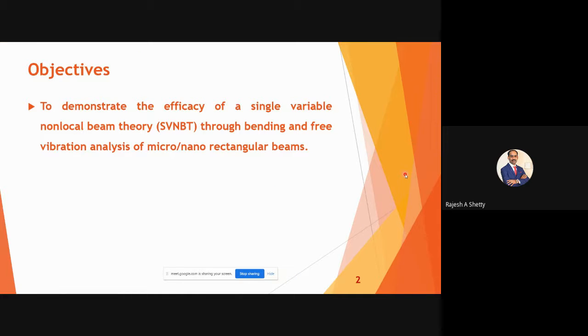The objective of this work is to demonstrate the effectiveness of a single variable non-local beam theory by carrying out bending and free vibration analysis of micro and nano beams of rectangular cross section. We are going to discuss a simple single variable non-local beam theory. This theory is similar to the Euler-Bernoulli beam theory, and uses a single variable as the unknown function, and there are many equations similar to those of Euler-Bernoulli beam theory. So this is a simple theory. We will do the bending and free vibration analysis of beams using this theory.